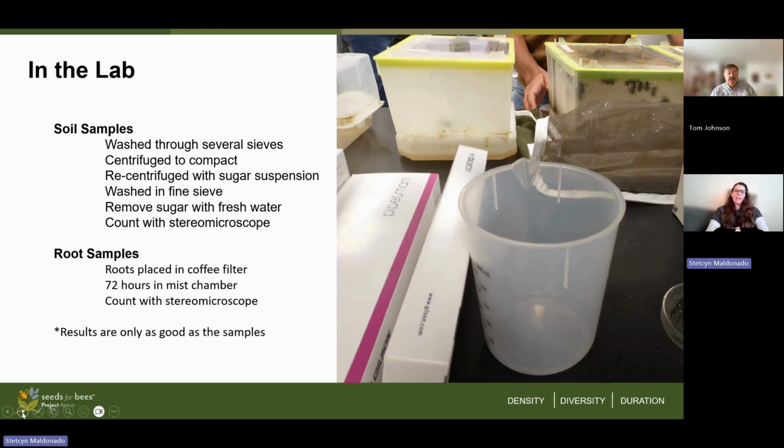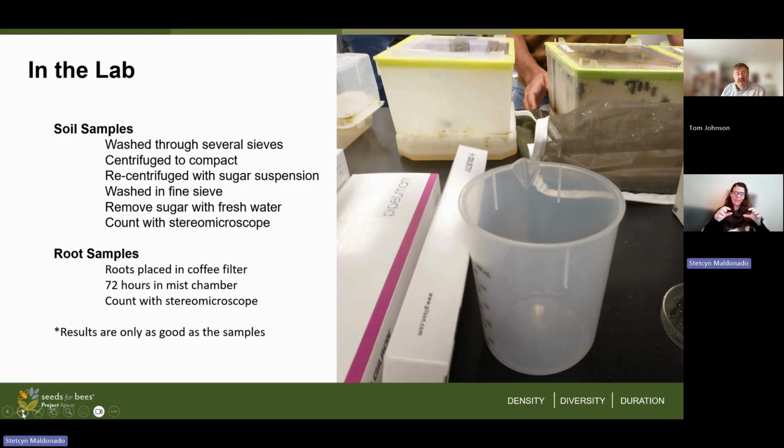Then they centrifuge that to try to compact it, so they have a device that spins. And I think the time of spinning depends on the lab, but they'll have these little vials, and they're trying to get all of those nematodes to the bottom of the vial to make sure they're all in one spot. They'll then recentrifuge that with a sugar suspension. Then they'll wash once again through a fine sieve and continue to wash that to remove the sugar, and then a poor victim has to go and count these nematodes with a microscope.